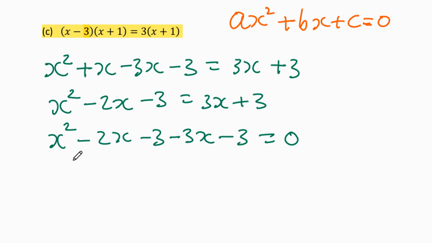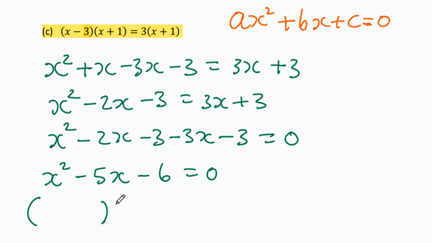Now we can add like terms on the left-hand side. Negative 2x minus 3x is negative 5x. And negative 3 minus 3 is negative 6. This is now in standard form, or standard quadratic form. So now we can factorize.